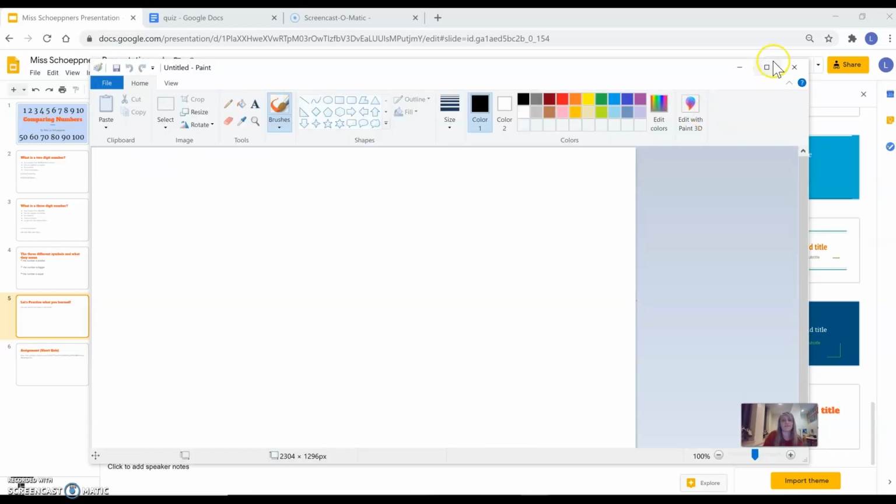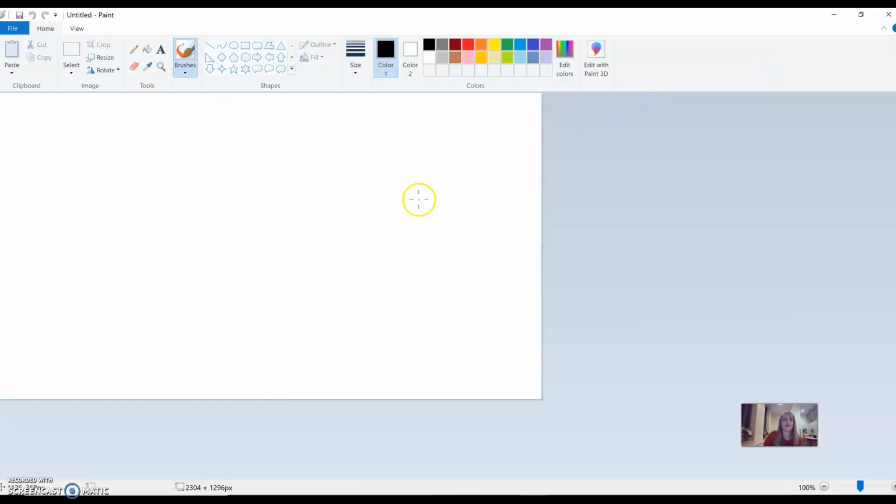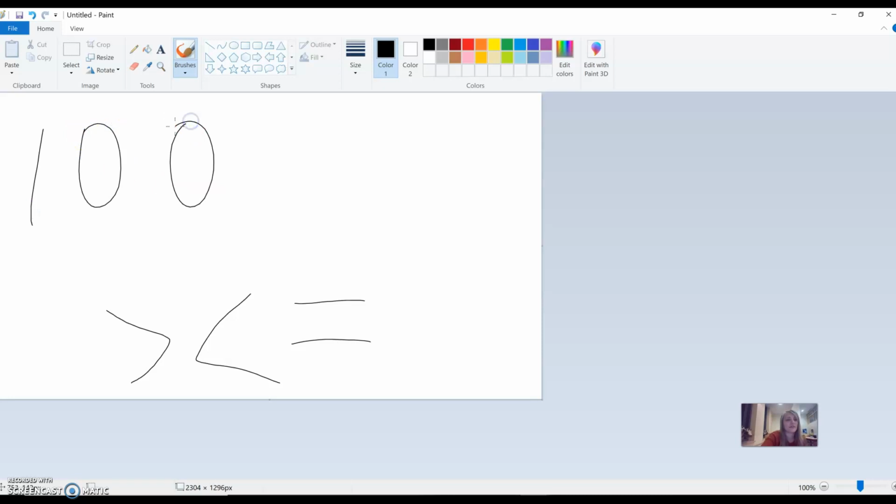All right, so we are going to start off by putting at the bottom of the page the 3 symbols. And let's start with these 2 numbers right here.